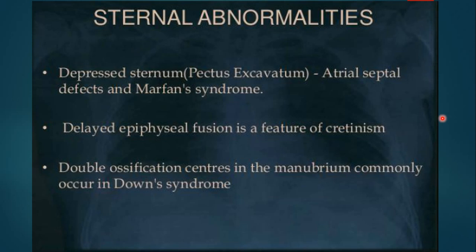Cretinism is congenital hypothyroidism. Congenital hypothyroidism, that is cretinism. Also, double ossification centers in the manubrium. Usually in the manubrium, in the pediatric age group, we have a single ossification center in the manubrium, the upper part of the sternum. If you see double ossification centers, two ossification centers, this might indicate Down syndrome, trisomy 21.